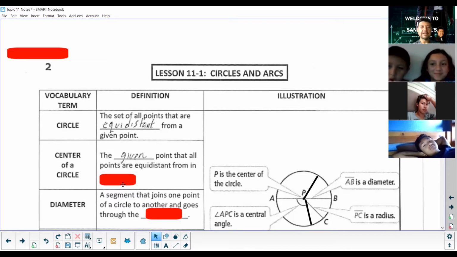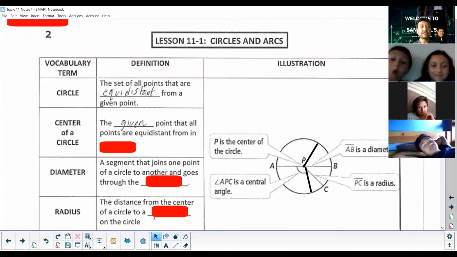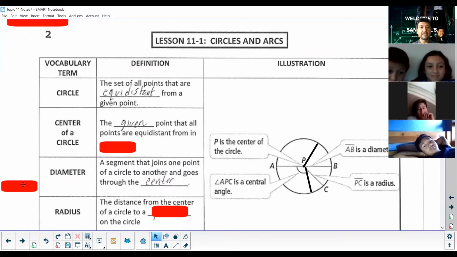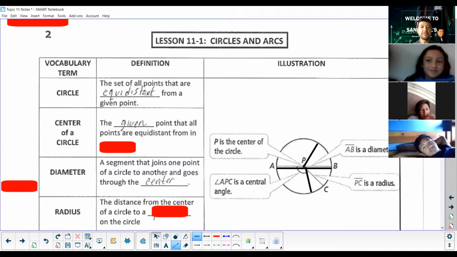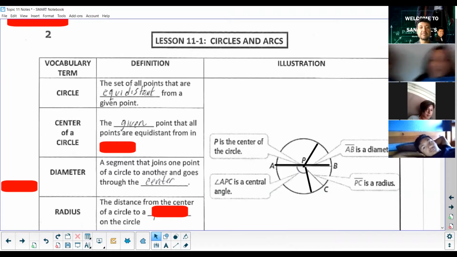Now, Max, go ahead and read the vocabulary term diameter, and then read what it says. A segment that joins the point of a circle to another and goes through the blank. What do you think that is? Here, let me help you. Goes through the center. So it's a segment that joins, and that's how you get a diameter. Like right here in this illustration, I'm going to retrace AB, and let me move it up a little bit because I didn't go exactly through the center. But that's how you have a diameter. You go from side to side.